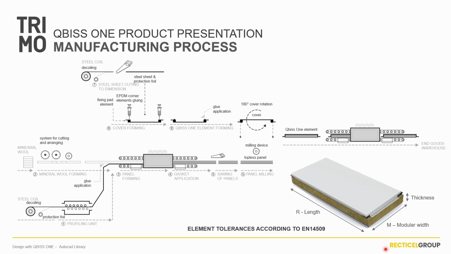Separately, on the qbiss production line, the distinctive qbiss One metal cover is manufactured. And then in the final bonding stage, adhesive is applied to the cover, which is then joined with the topless panel, creating the complete facade element. If a project requires prefabricated corners or any other special panel treatments, these adjustments are completed afterwards in our workshop.